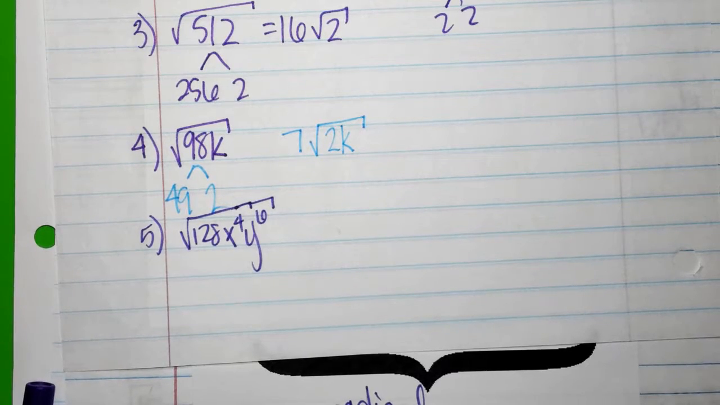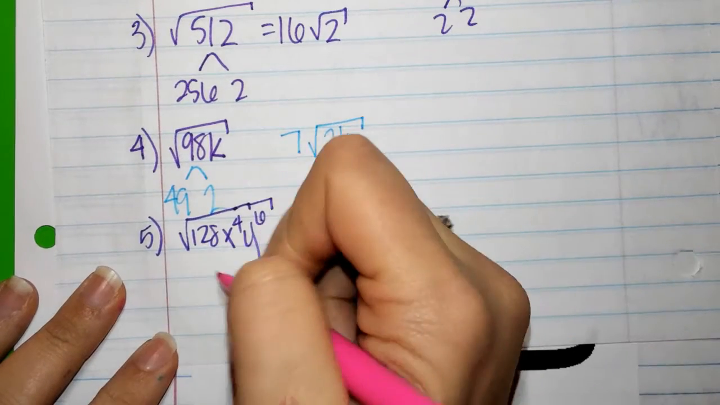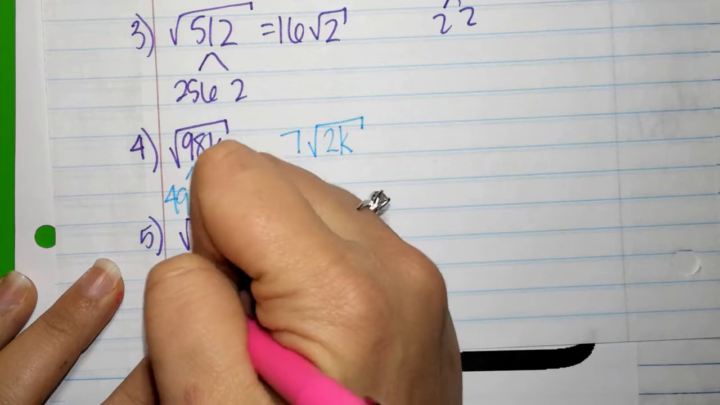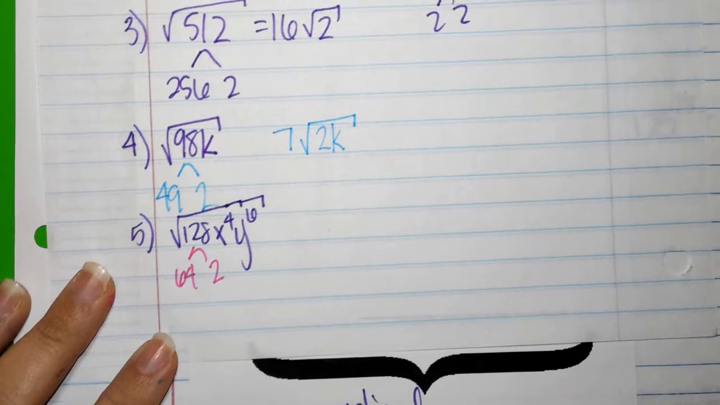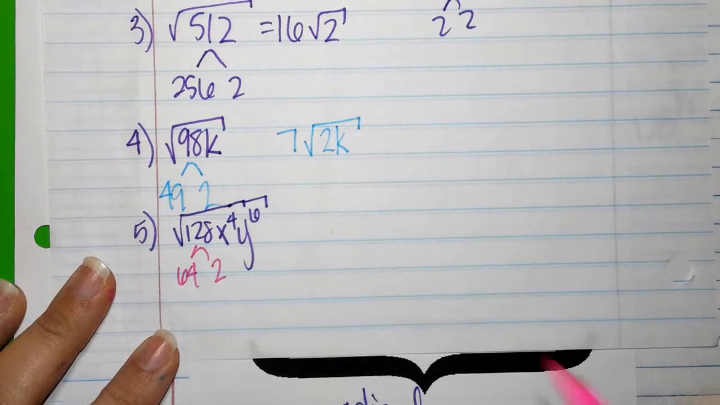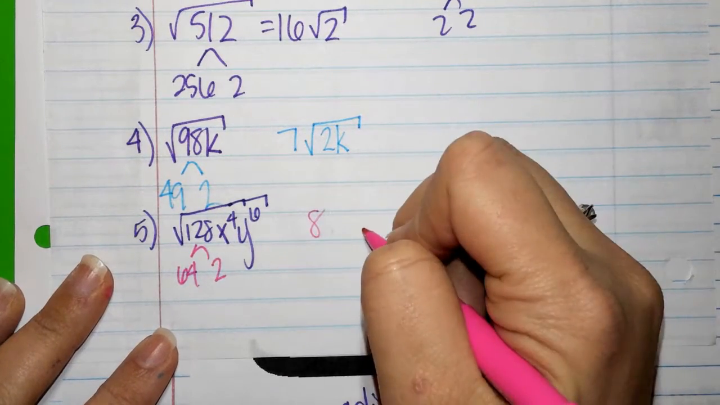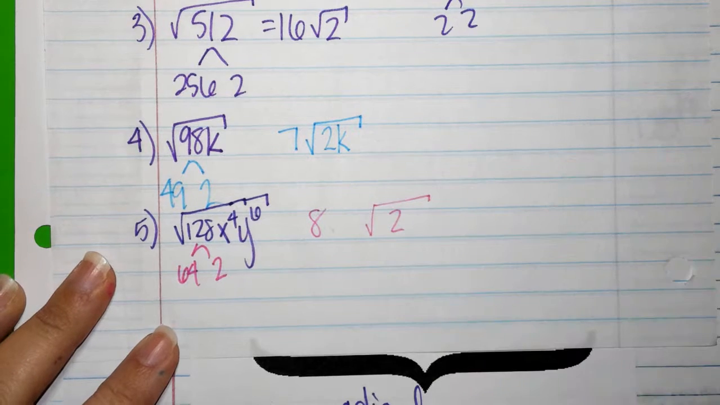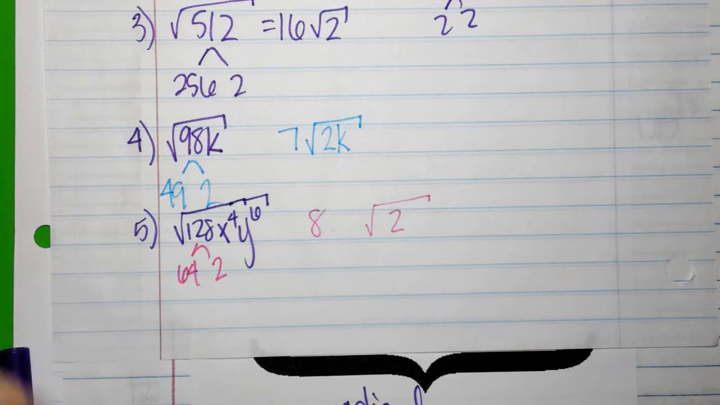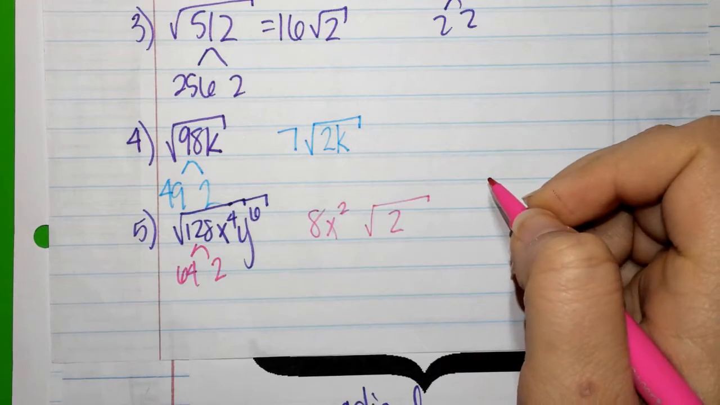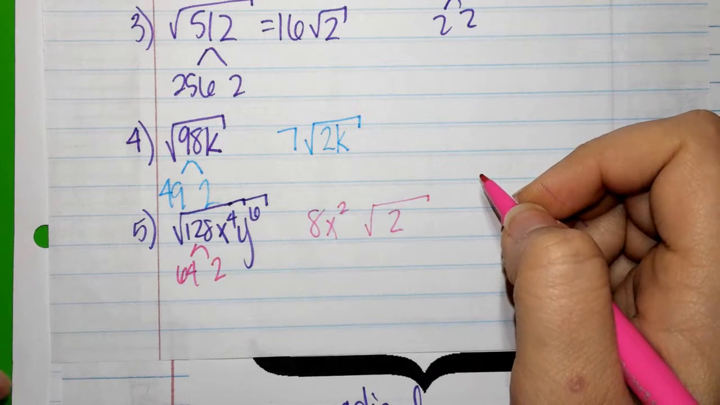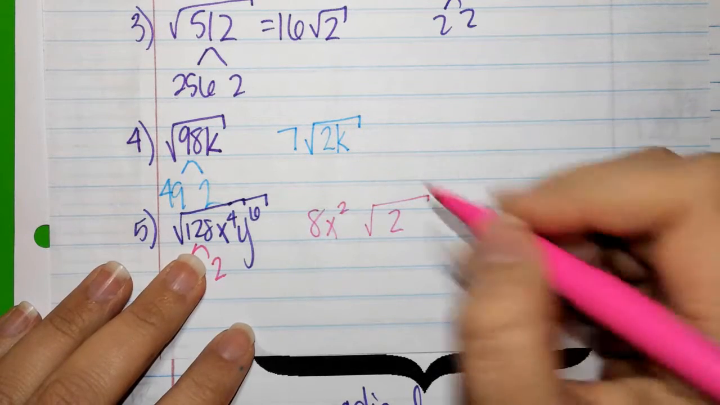Please check this. When you broke down 128, did you get 64 and 2? Look at us go. Okay, so what's the square root of 64? 8. All right. Under the radical is a 2, right? Okay. How many x's do we have? 4. So how many would we bring to the outside? 2. It would be x squared. Alright, how many y's? 6. So how many do we bring to the outside? 3.